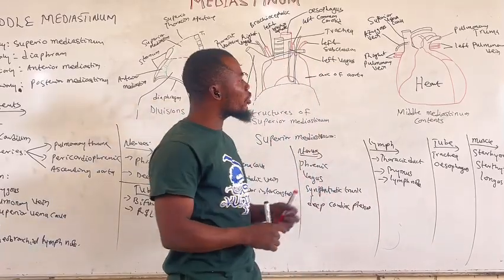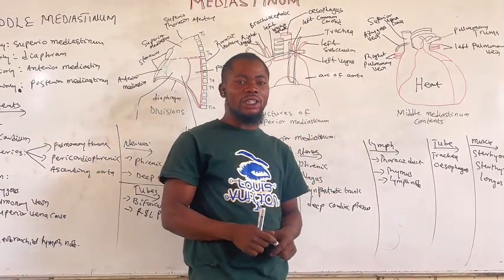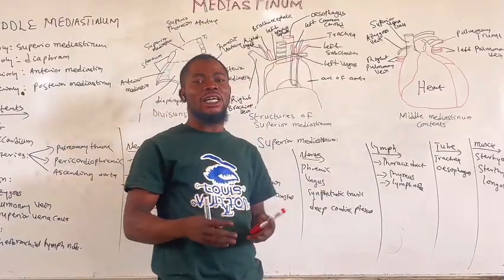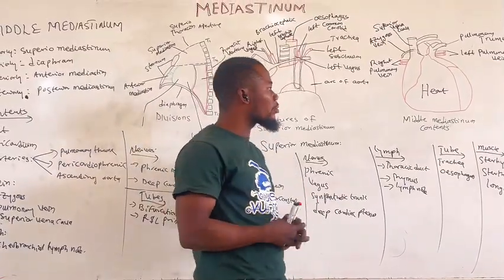This diagram here shows the content of the middle mediastinum, and among the most common or the most important content of the middle mediastinum is the pericardium and its contents, such as the heart and the root of the great vessels.